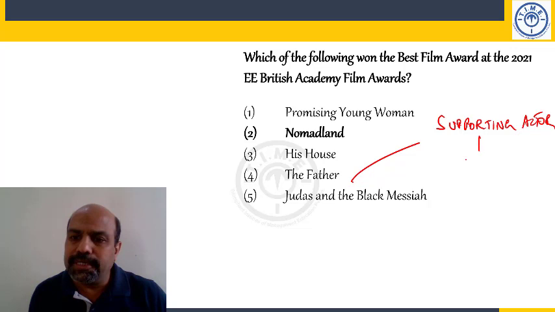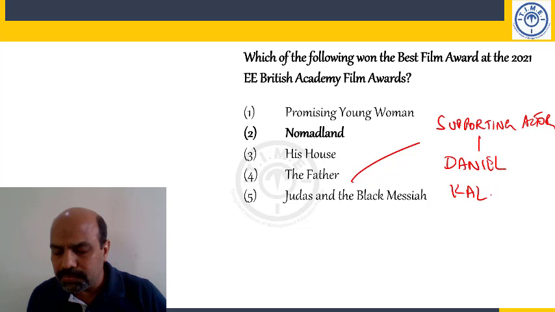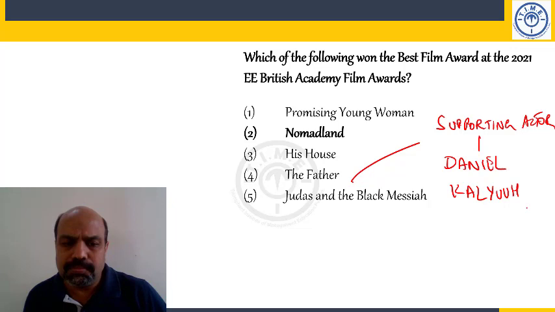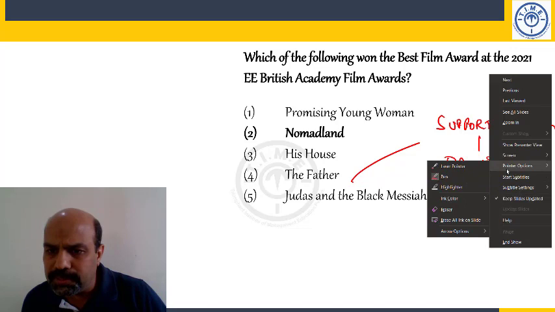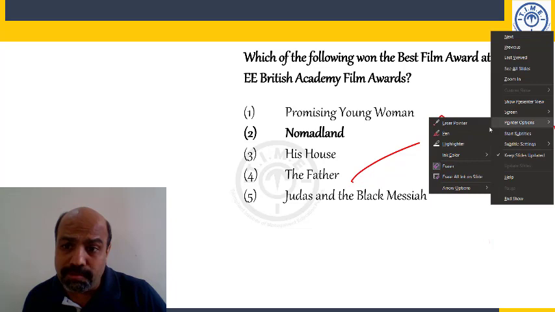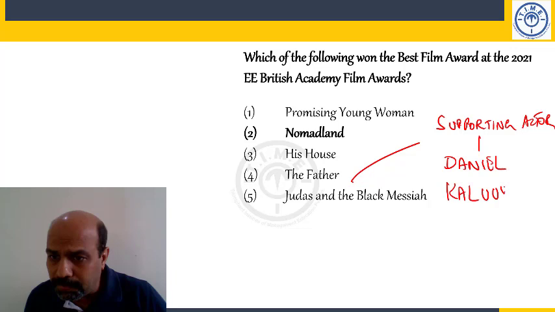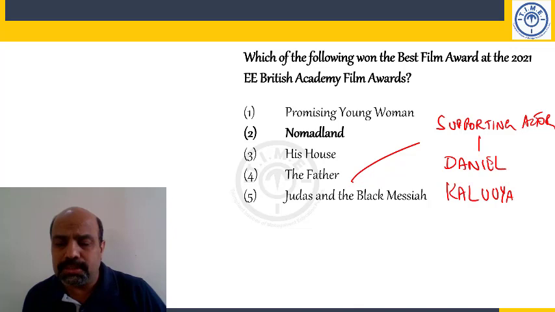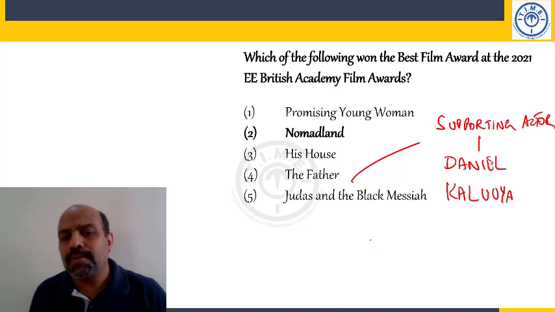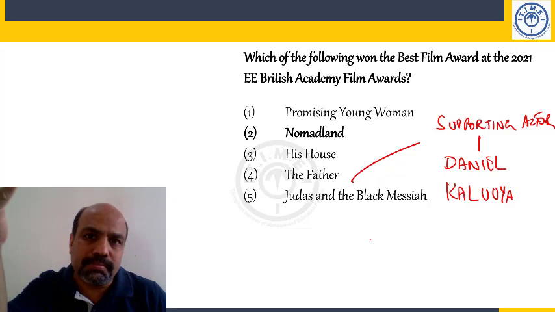Best supporting actor: Daniel Kaluuya. I think I got the spelling incorrect here. This is the first time I'm writing his name. While I watch a lot of films and remember a lot of good things movie-wise, otherwise I don't remember anything. Daniel Kaluuya for the movie Judas and the Black Messiah. Messiah is someone who would come, a messenger, a saver.